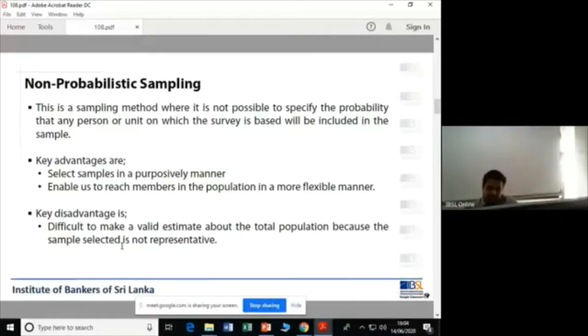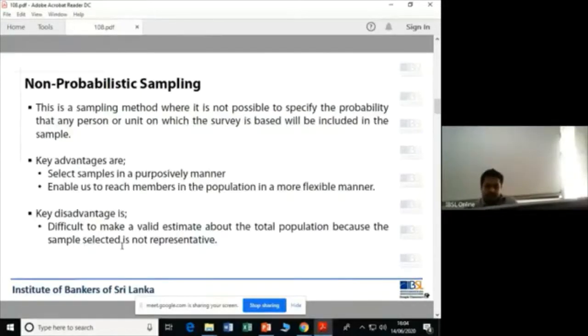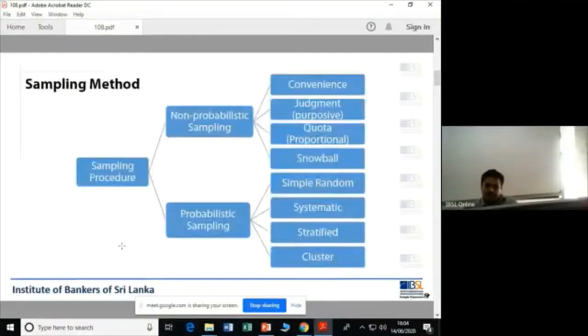Having said that, let us start discussing the 4 non-probabilistic sampling methods one by one with examples and try to understand how they can be used in the real world. Once again, let me just browse back to the set of sampling methods that we are discussing. We are still here, under the non-probabilistic sampling techniques. We are going to discuss convenience, judgmental, quota, and snowball sampling to understand how each of these techniques works. Okay.